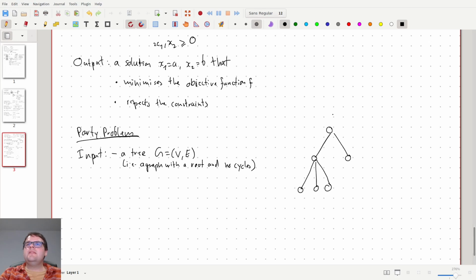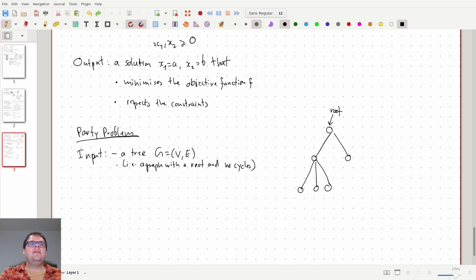This graph here is a tree. We designate this as the root, right? And it has no cycles. For example, this would be a cycle, because if you just cross the edges, you can keep going forever in the same direction. That's kind of the idea. You get what a cycle is: a closed path of edges.